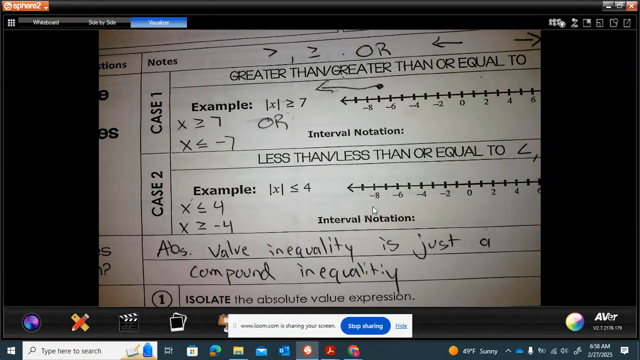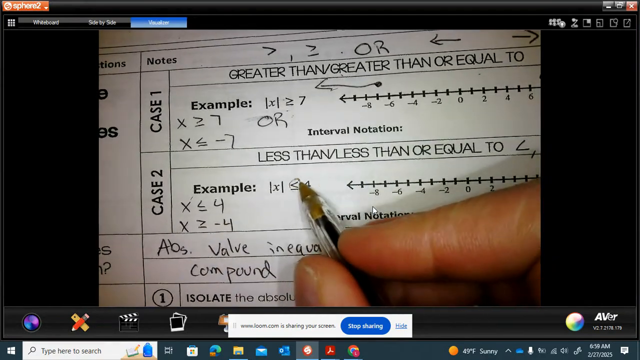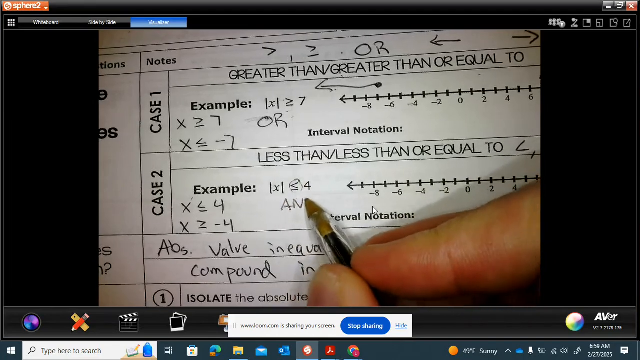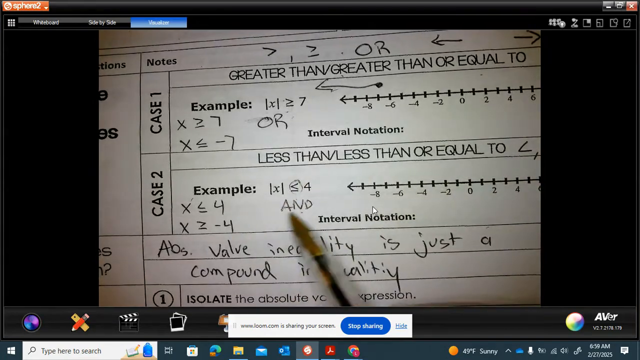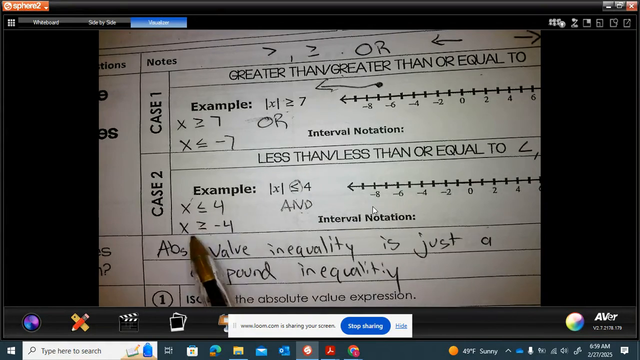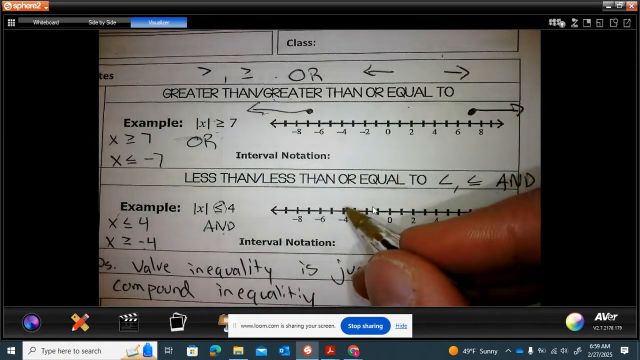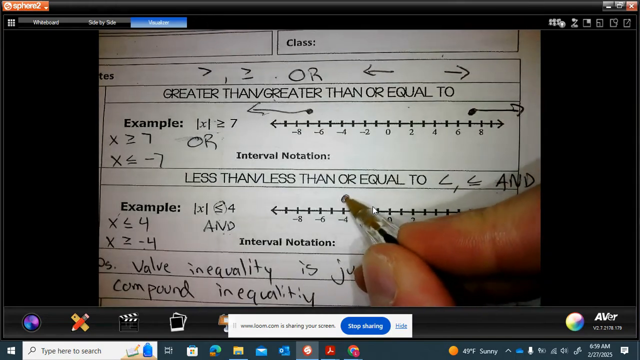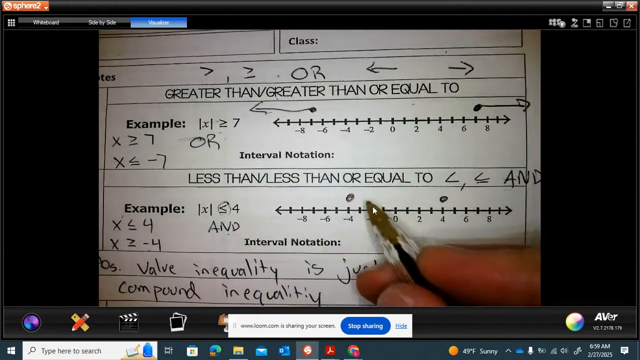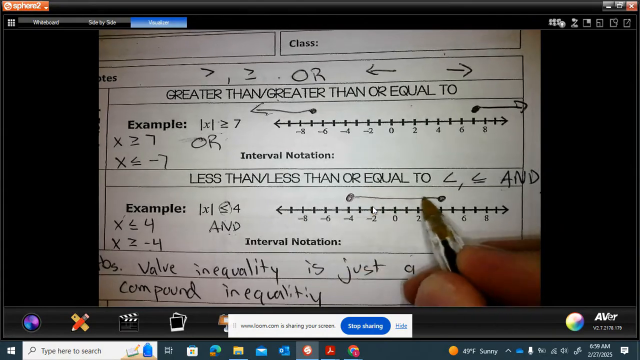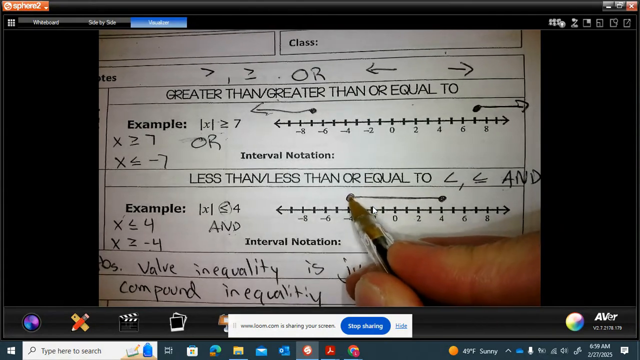So because it's less than from the beginning, I know it's going to be and, and I know it's going to be shaded in between. Make sure you flip your symbol and make it negative. And so at negative 4, I have a closed circle. At positive 4, I have a closed circle. And because it's and, I'm going to be shading in between.